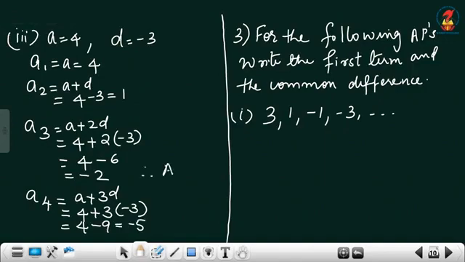So the required AP is 4, 1, minus 2, minus 5, etc.